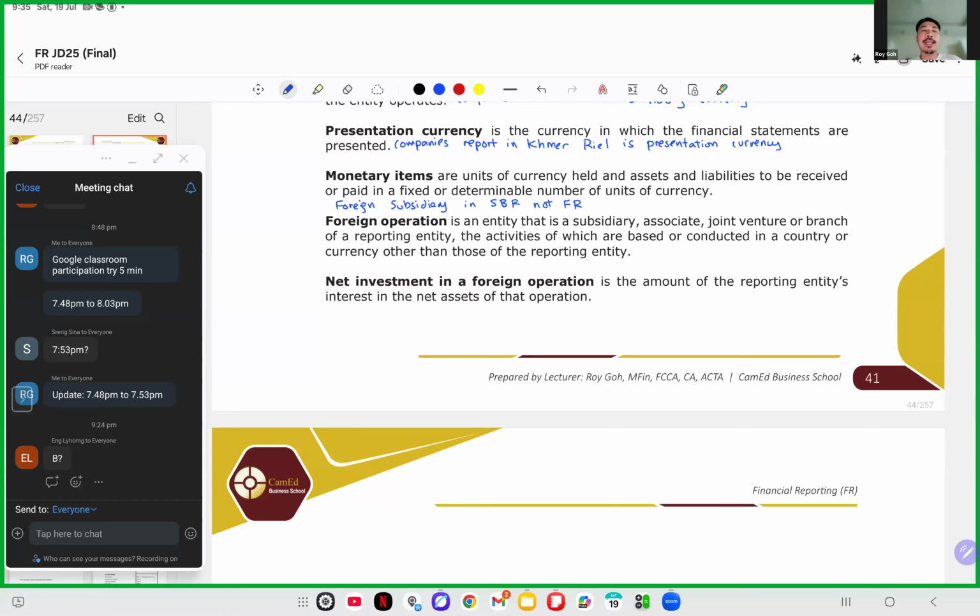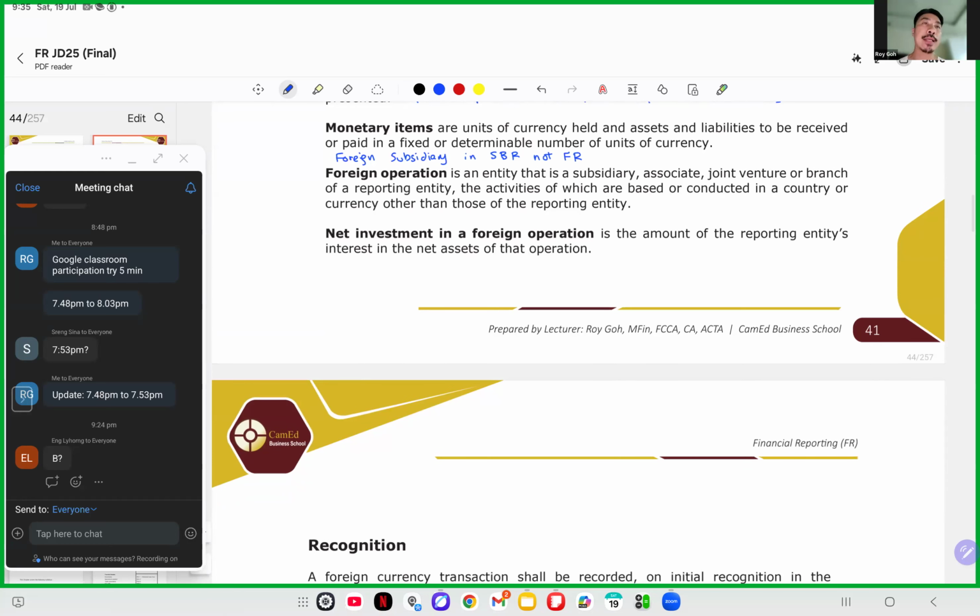So when I'm teaching SBR, I have to teach my students chapter 8. No, chapter 7, because the last chapter is chapter 8. Chapter 7, foreign subsidiary. So their stress level is very high. So your stress level is not high.